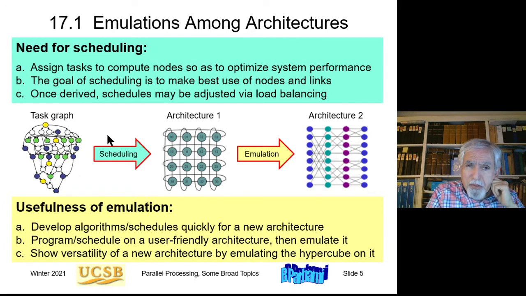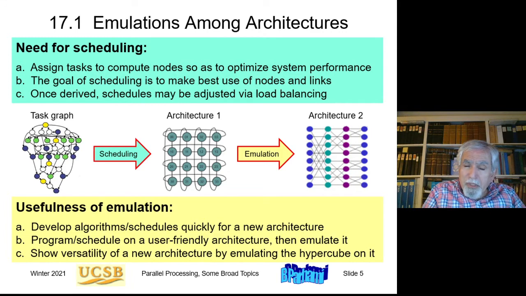Other things must also be considered. You notice that this task graph has more tasks or more nodes than the architecture. Therefore, some of these nodes will get assigned more than one task to execute. You remember from our previous discussion, this we call load factor. So the load factor will be greater than 1.